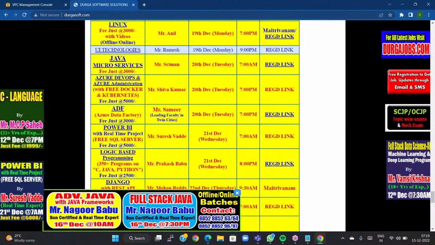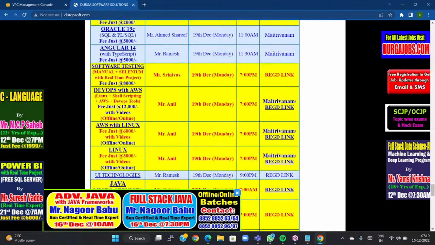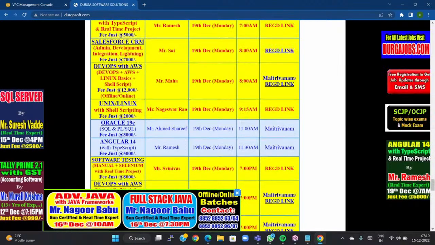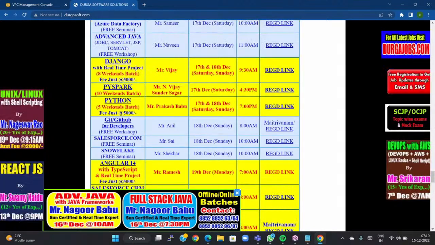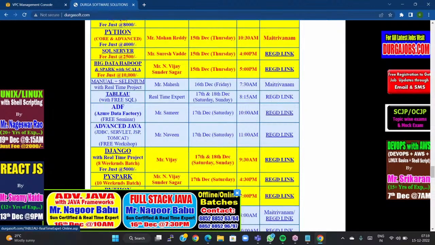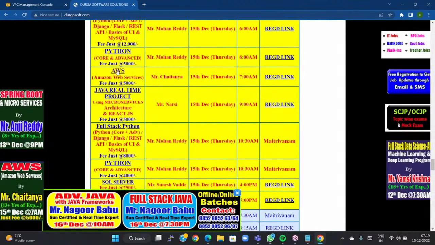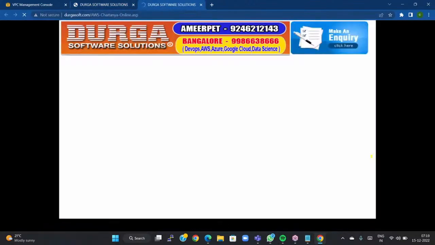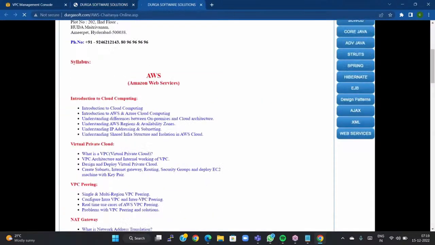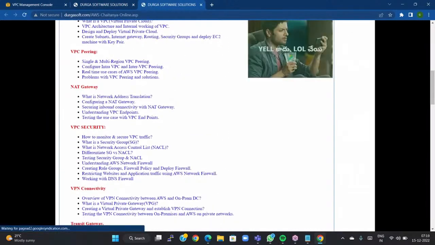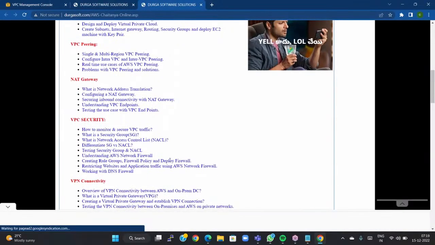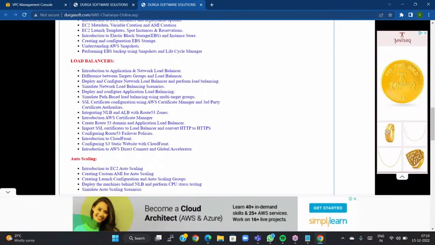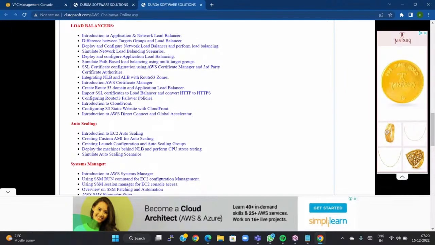AWS, only AWS, AWS with Linux. Here you can have the complete syllabus, the complete curriculum. If you want to have this, you can go here. Here you have the complete curriculum of what you are going to learn in AWS. If you go through this, you can have a brief understanding of what you are going to learn about AWS, so that you can have clarity.